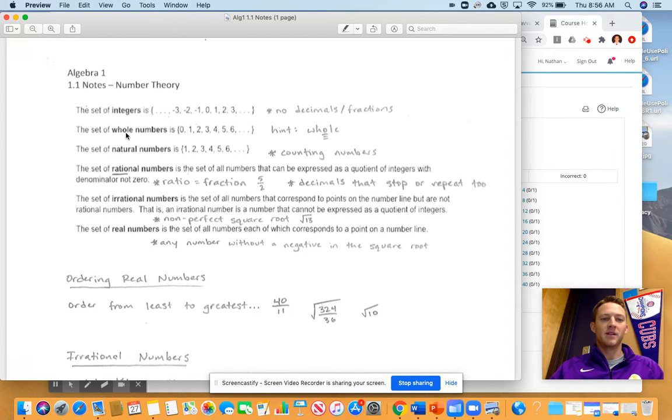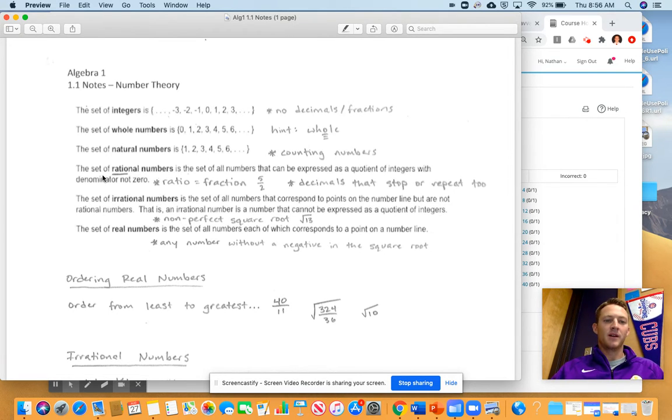The hint here is that in whole, there is a O, and whole looks like zero, so we're starting at zero. The natural numbers, the same thing as the whole numbers, we just don't include zero. That's why the hint is the O for the whole numbers. It's our counting numbers starting at 1, 2, 3, etc.